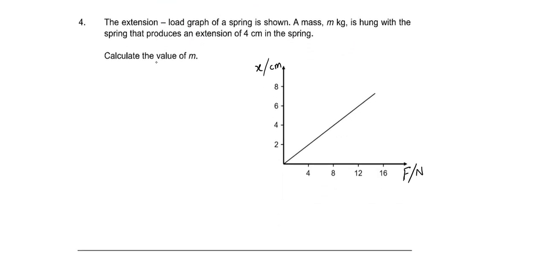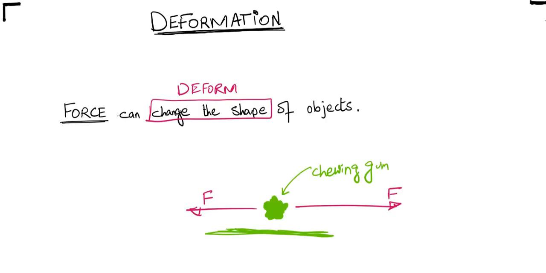Okay, last question. The extension load graph of a spring is shown, a mass m kg. Okay, m kilograms is hung with the spring. इसमें हो क्या रहा है? Let's go back to the question. किधर है ये, ये रहा?